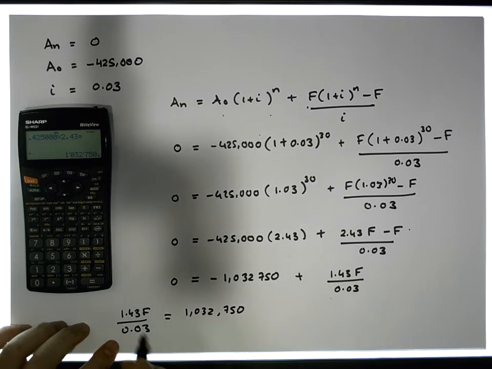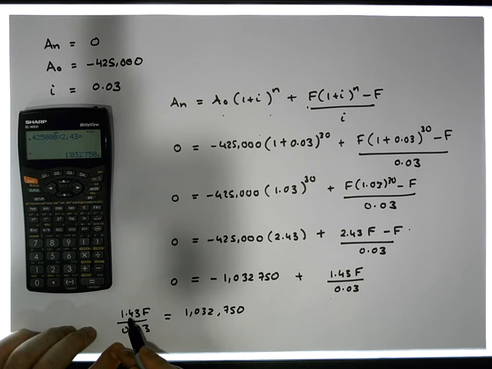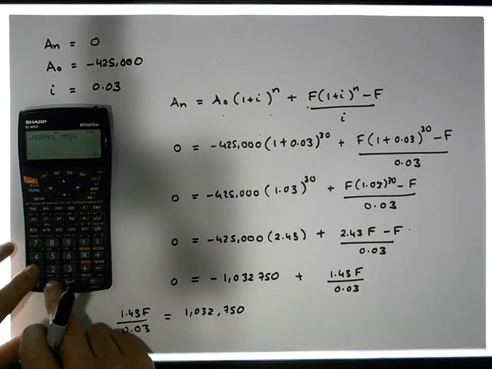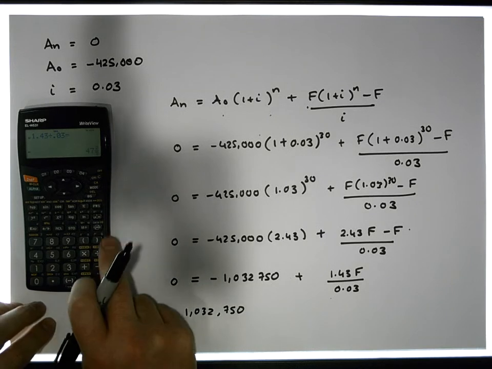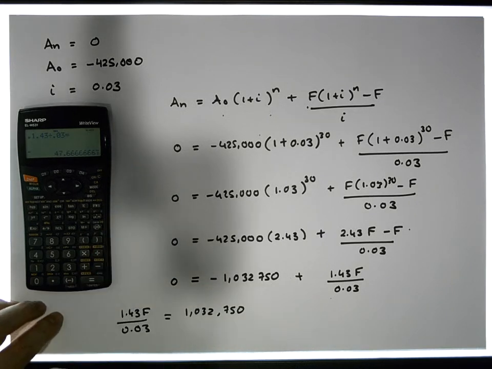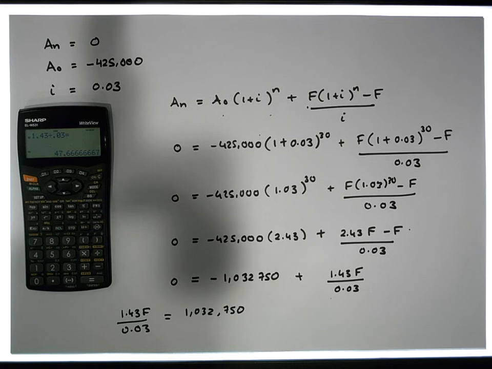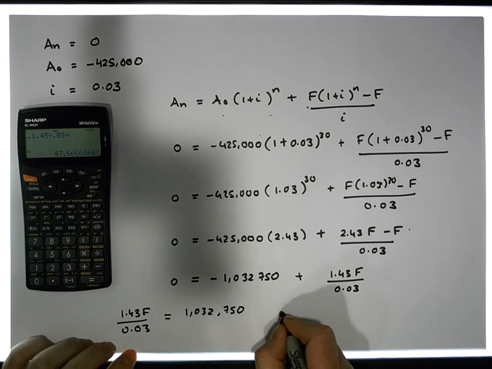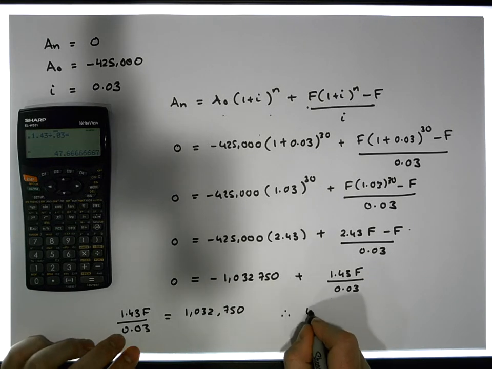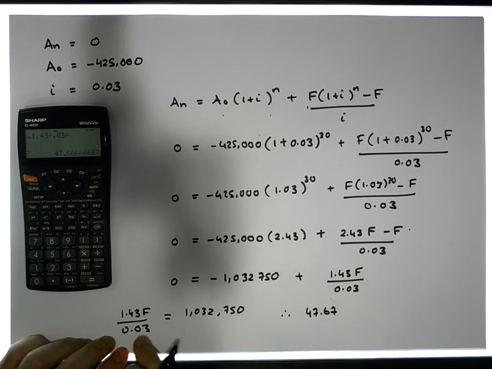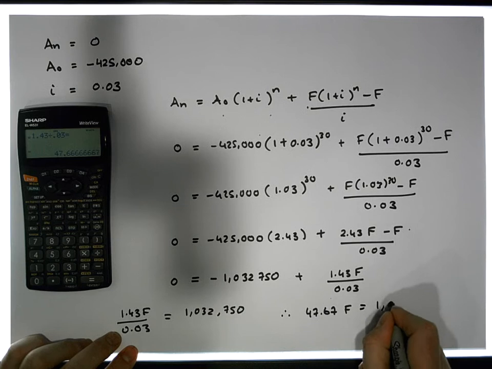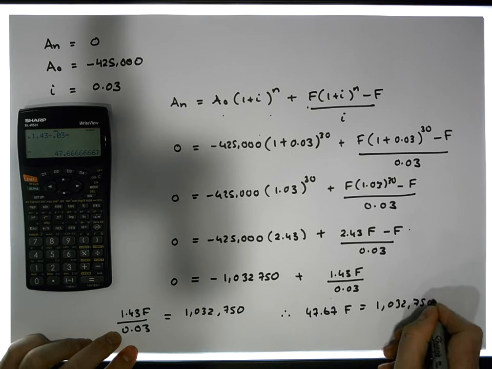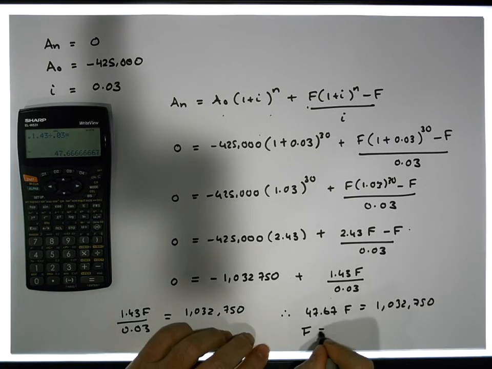1,032,750. Now, we could do the division here, which would be 1.43 divided by 0.03, which gives us a value of about 47.66, which is about 47.67. So what we know is, therefore, we have 47.67, that's this division here, and F has to be equal to 1,032,750. In other words, F is equal to 1,032,750 divided by 47.67.